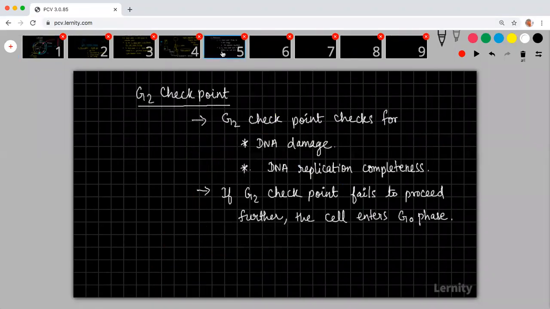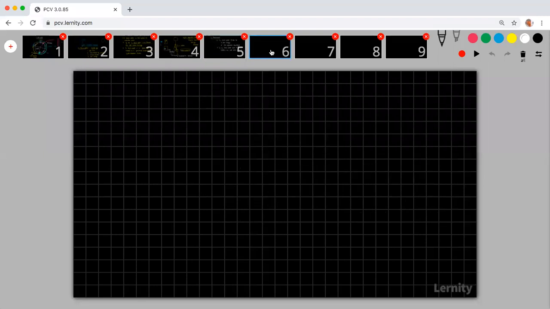Okay, are we understanding G1 checkpoint? Cell enters the G0. The next one is M phase, which is of two types. The cell division phase. Yeah, the criteria for checking G1 and G2 will be different, obviously.